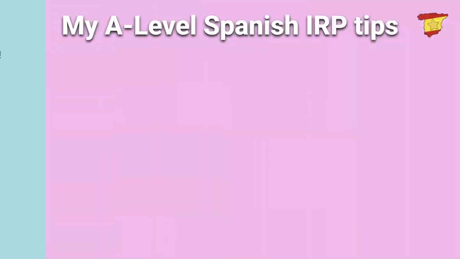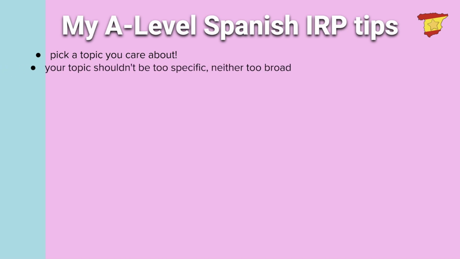My first and probably most important tip is choose a topic you genuinely care about. If you're in too deep and you've already picked a topic that you don't like, then there's nothing you can do, but picking an interesting topic will make the process more enjoyable and engaging for you. Have a think about picking a topic that links with another one of your A-level subjects. Your topic should also not be too specific, but neither too broad. There is a fine balance and your teacher should help you with this.